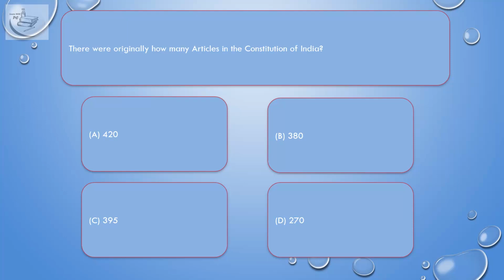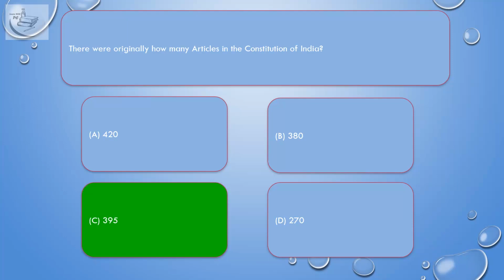Question: there were originally how many articles in the Constitution of India? A. 420, B. 380, C. 395, D. 270. Correct answer is C. 395.